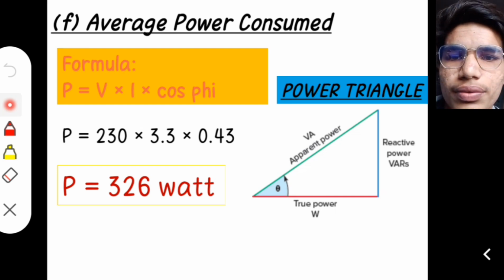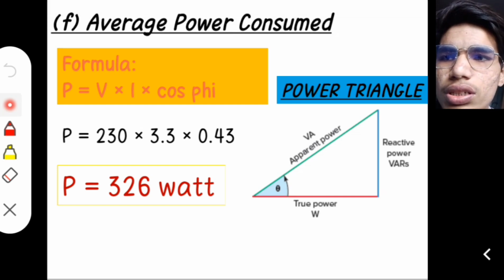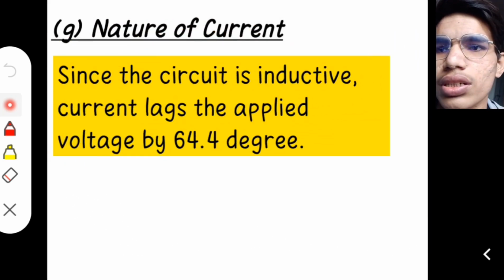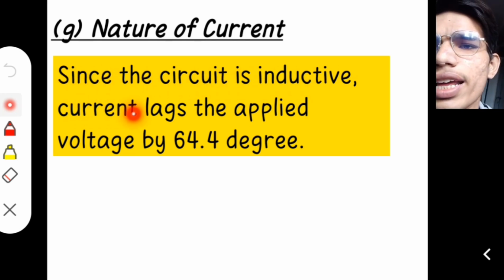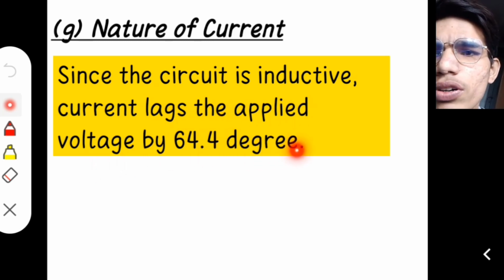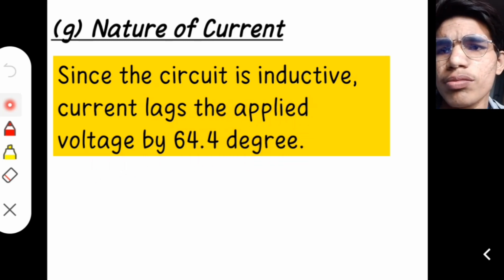So question number G is to find the nature of the current. Since the circuit is inductive, current lags the applied voltage by 64.4 degree. So question number G is done.